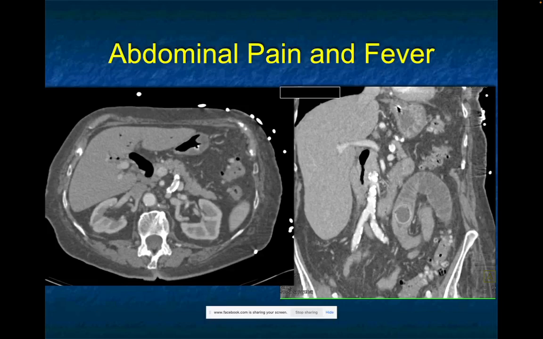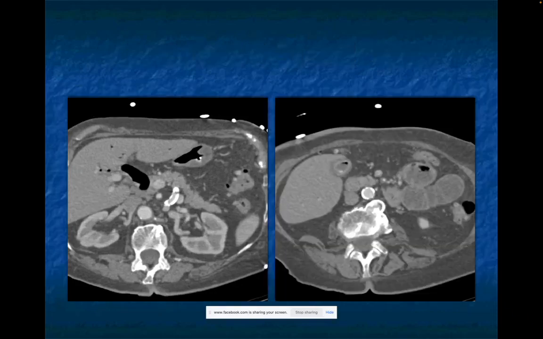Okay, what about this case? This is an oldie but goodie, fever. You see air in the biliary tree. Now, the patient could have had a sphincterotomy. The patient could have had a bypass. But then you see a dilated loop of small bowel with a mass in the bowel and air in the biliary tree. How do you put that together?